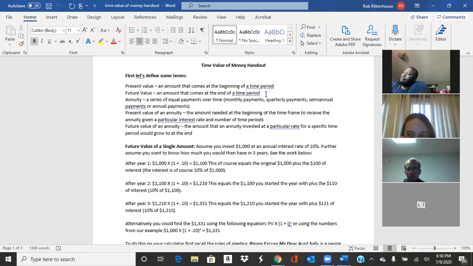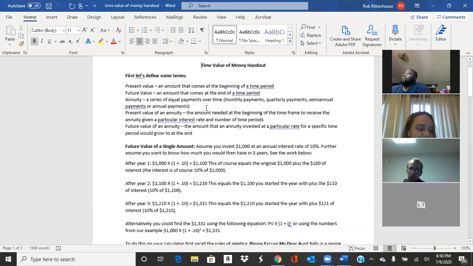Present value comes at the beginning of a time period. And sometimes, by the way, that might even be years into the future that we're looking at a present value. You'll see an example of that later on. So present value is just an amount that comes at the beginning of a time period. A future value is an amount that comes at the end of a time period. Whatever that time period is depends on the situation or problem you're looking at. Could be 10 years, 20 years, 1 year, 5 years, whatever.